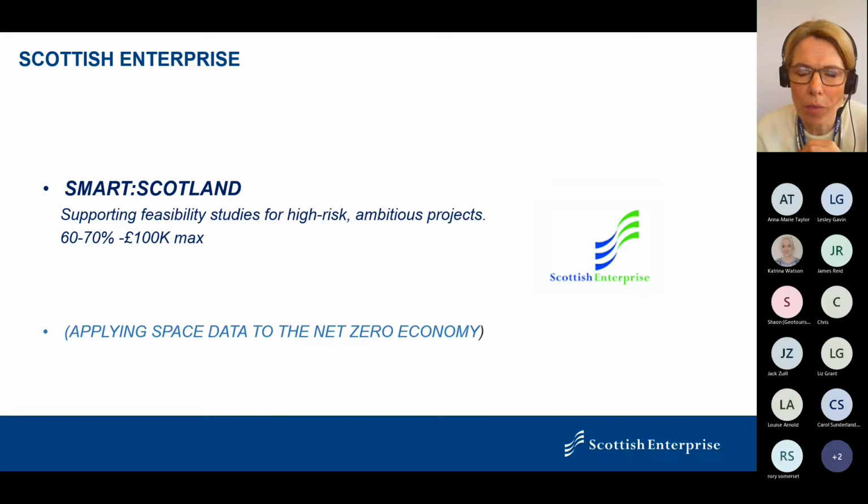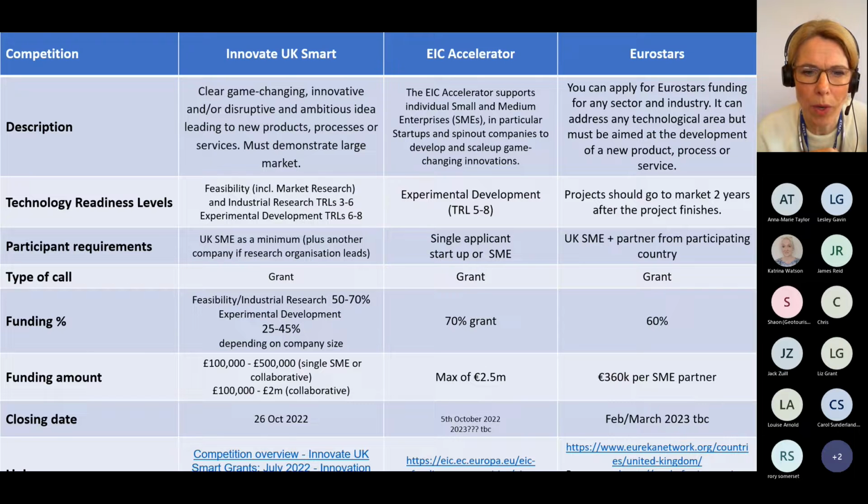So moving on, when we're looking at the funding options, I suppose we've spoken about relevant calls and whether they are specific to the geospatial space or what. We look wider than that, and we look at open calls as well. Some of the things that we would typically look at would include Innovate UK Smart, or the EIC Accelerator, Eurostars. It's all bottom-up funding calls.